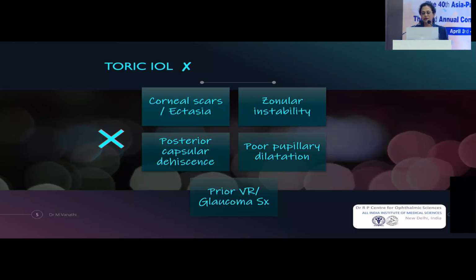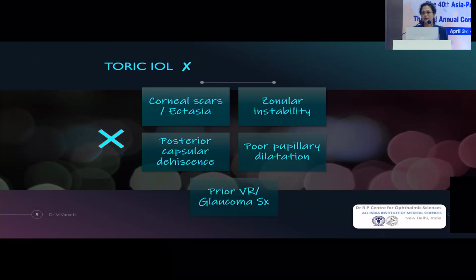With a posterior capsular dehiscence, again for the same reason, rotation and placement on the right axis is going to be unpredictable. So posterior capsular dehiscence is also one of the contraindications. Where there's poor pupillary dilatation, you would probably need to augment with intraoperative pupil management devices for better visibility if you're doing such cataracts. And eyes with prior VR surgeries, glaucoma surgeries, these are eyes where the ocular surface is compromised and the component of astigmatism is going to be difficult to control.